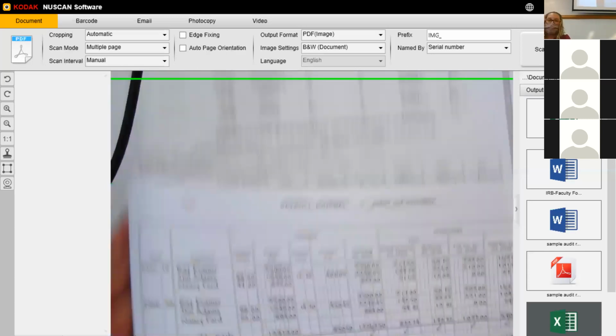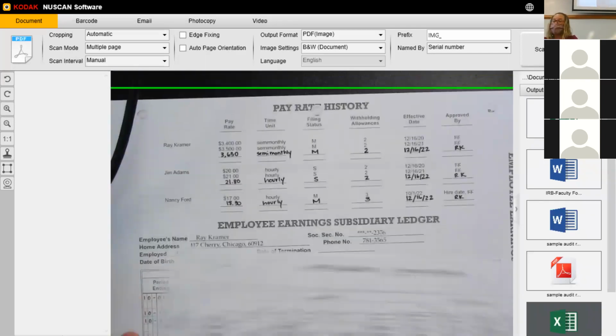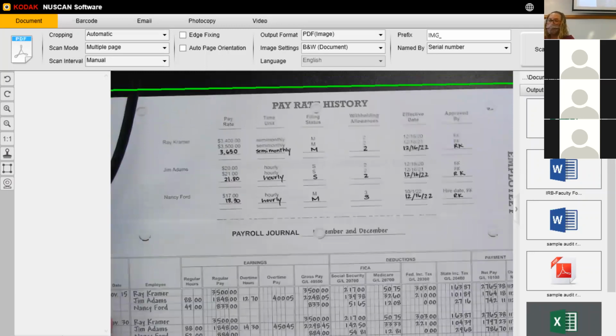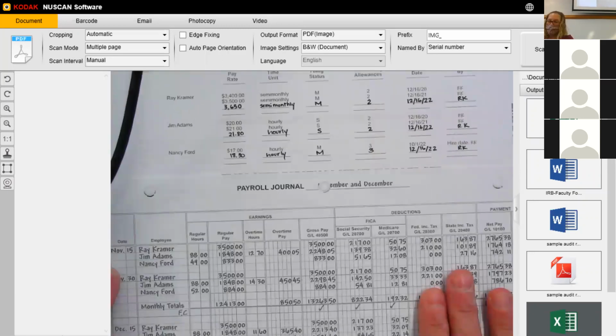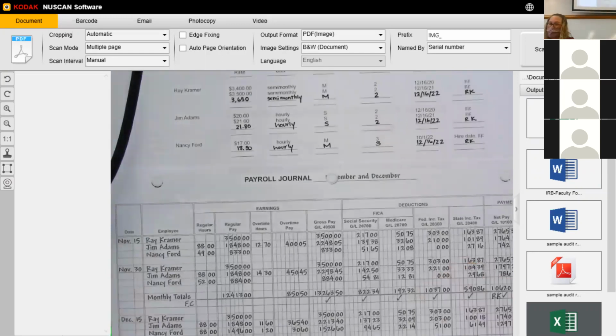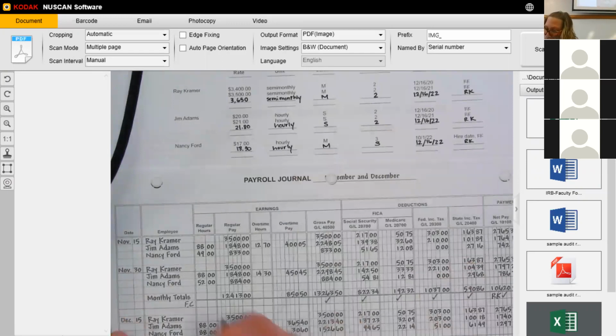So here's our pay rate history that we just updated. We're going to refer to the preceding period's pay rates. And here is the payroll journal. So we start with Ray. And we see that Ray earned regular pay of $3,500. This is in the journal book and it's page 15.